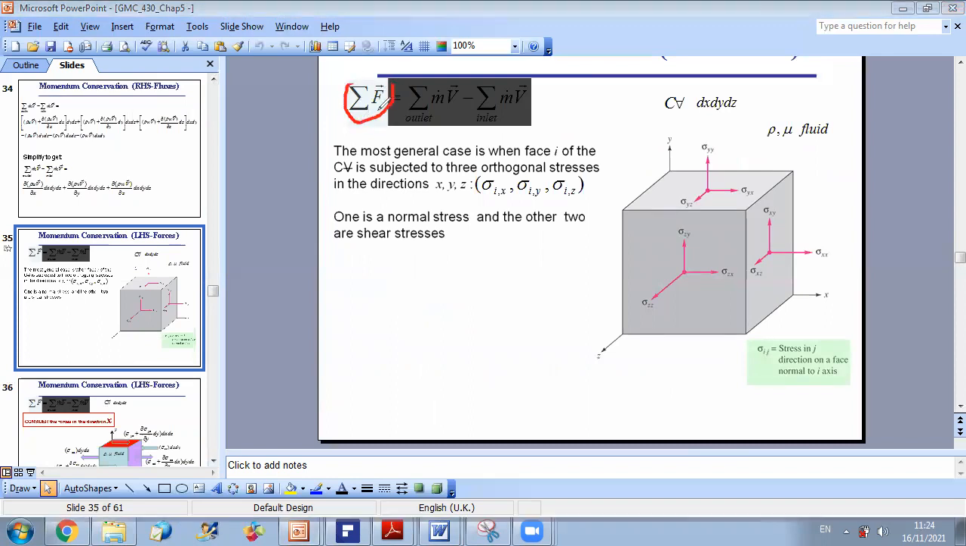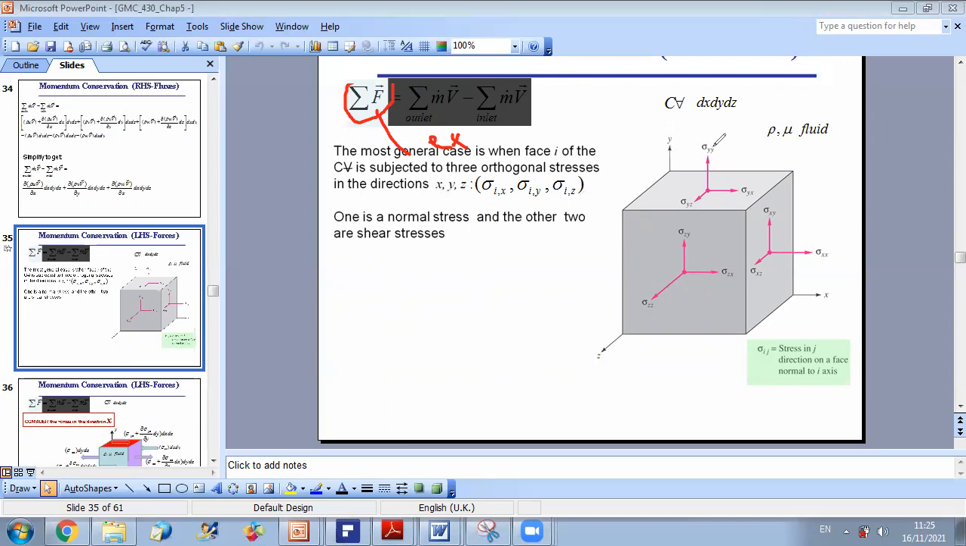When we consider the sum of forces, remember that these are external forces, and in general, you can have different types of forces. You can have pressure forces, you can have shear forces, you can have body forces. So here we'll include all possible external forces. To do so, in the most general case, for a certain phase, we can consider three orthogonal stresses in the different directions, x, y, and z.